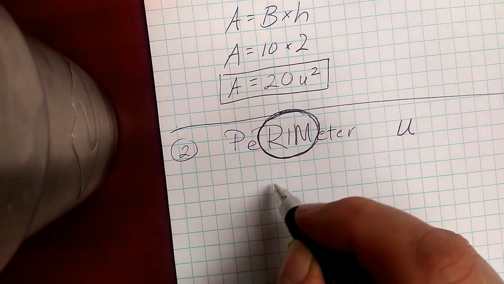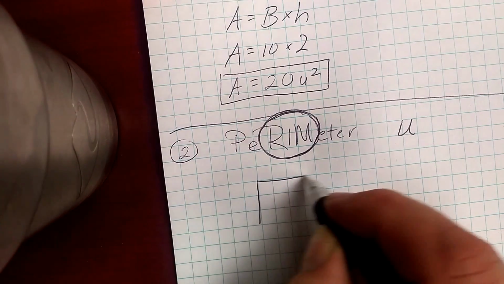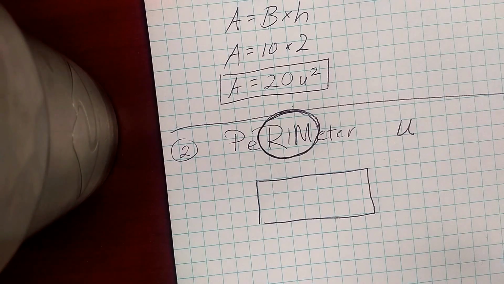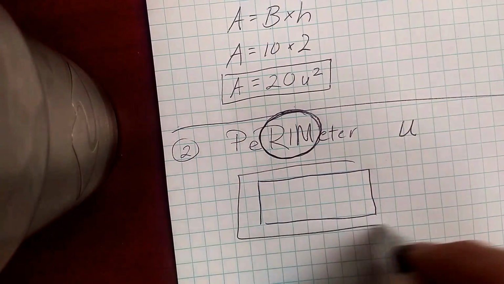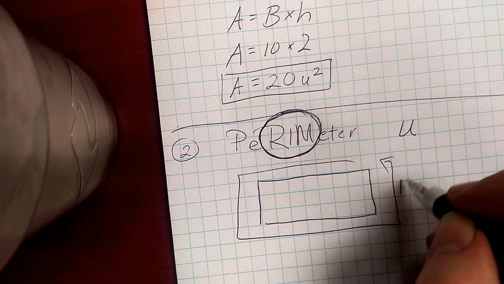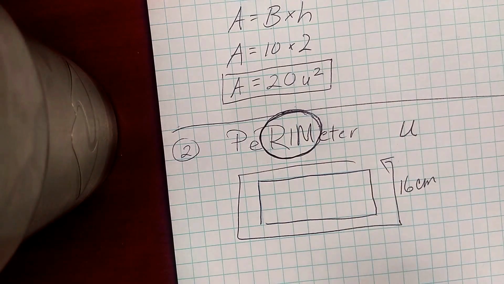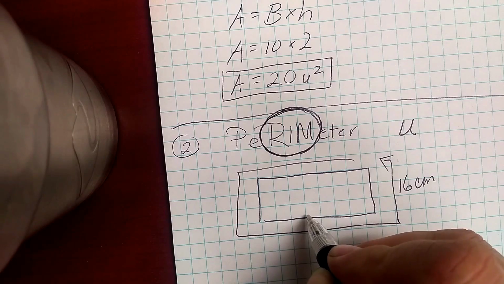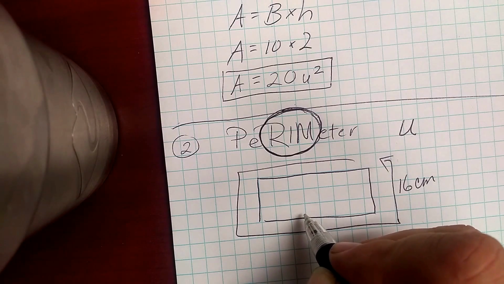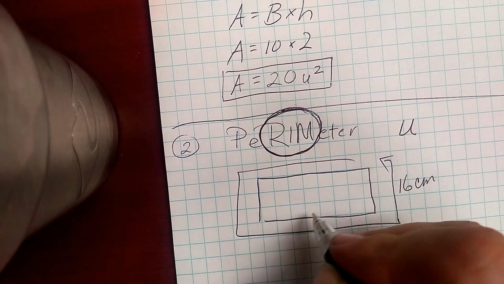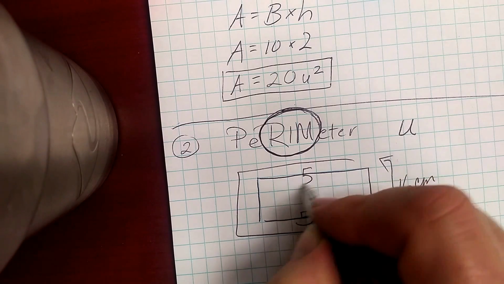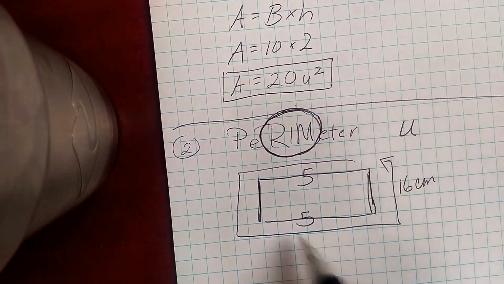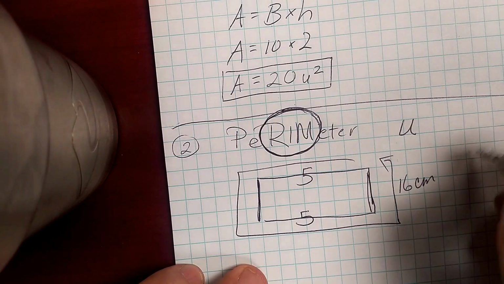We've got a rectangle, and I'm just going to draw one, not to scale, but I'm drawing a rectangle over here. And it tells us that all the way around this rectangle is 16 centimeters. They tell us that the length is 5. The length is 5. So they're going to want the width. So they're going to want these right here. So perimeter is adding all the sides together.